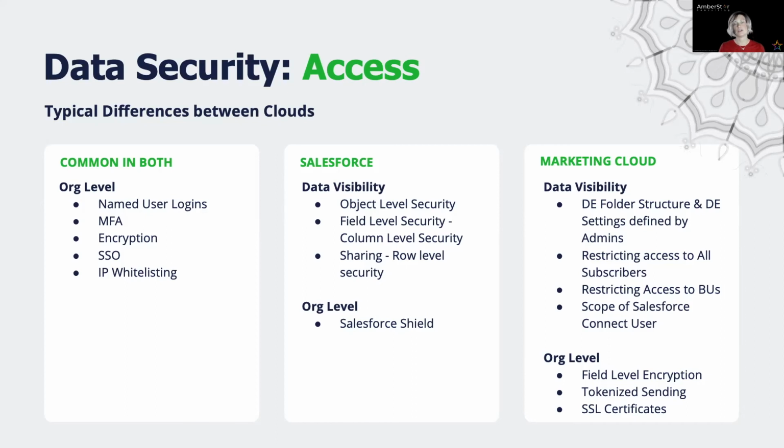Other options include tokenized sending. If you have some very sensitive data that you don't want to be in Marketing Cloud, you can set up tokenized sending, which means that the data is pulled out of the system that you have it stored in at the point of send, and therefore doesn't fully reside in Marketing Cloud, but can be available in the email messages that you send.